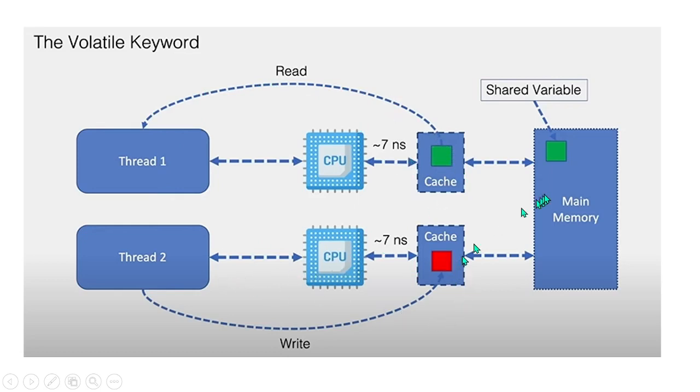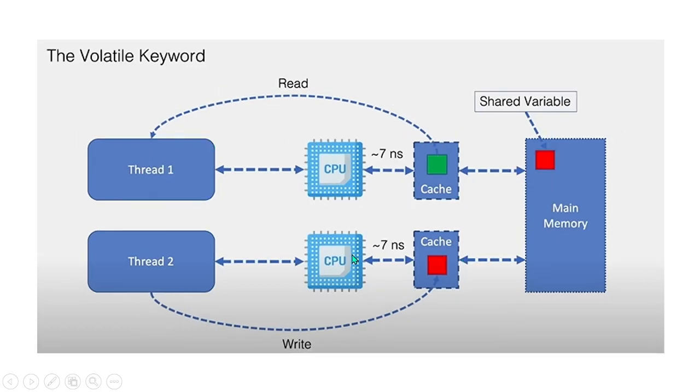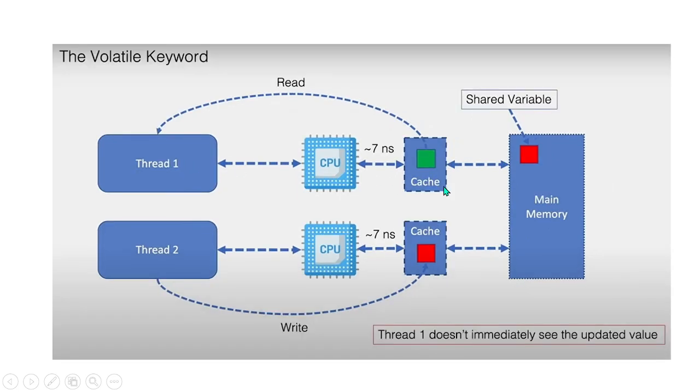If T2 updates this shared variable, it is updated in its cache. It will take time to sync to main memory, so immediately T1 will not get this value. T2 has updated that value, and it will be synced, but it will take some time, and still T1 is referring to its cache. So thread 1 does not immediately see the updated value.